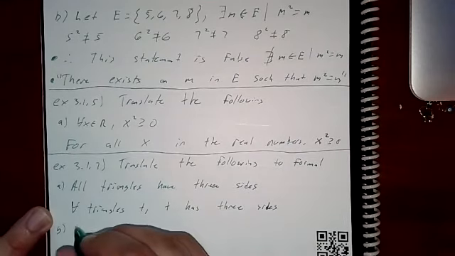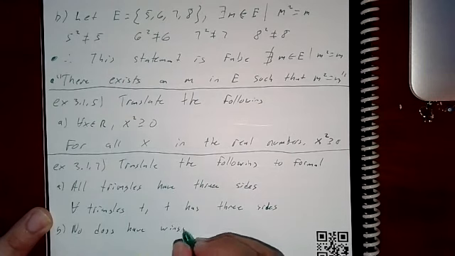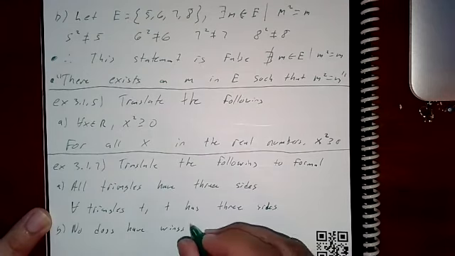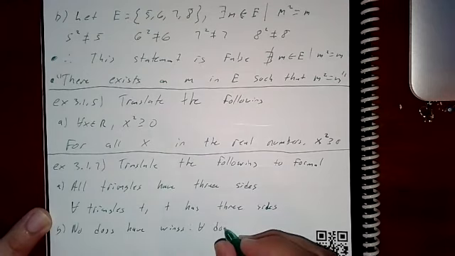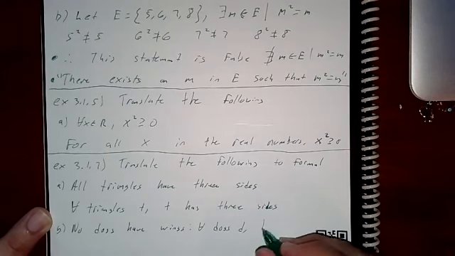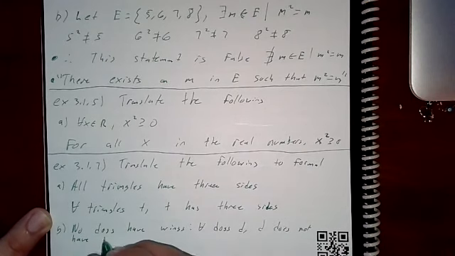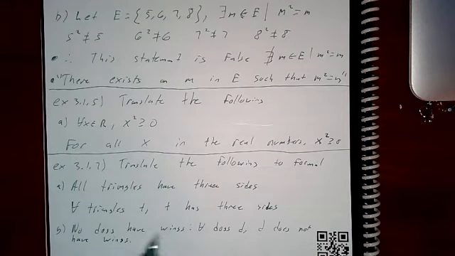For example, part B, no dogs have wings, right? So you would say for all dogs D, D does not have wings. That's pretty much it for those examples. So let's move on.